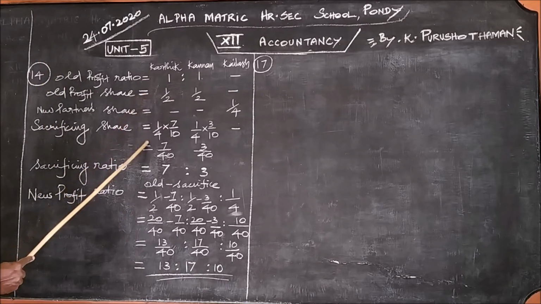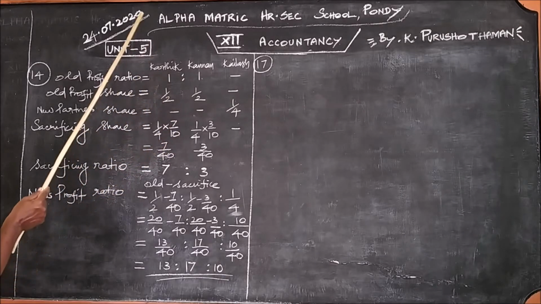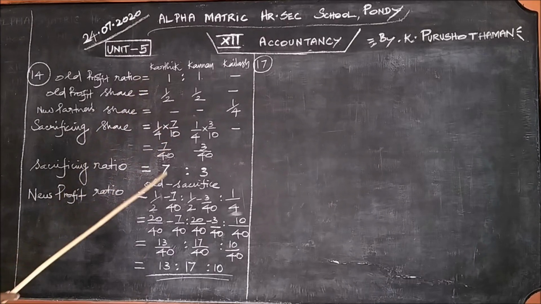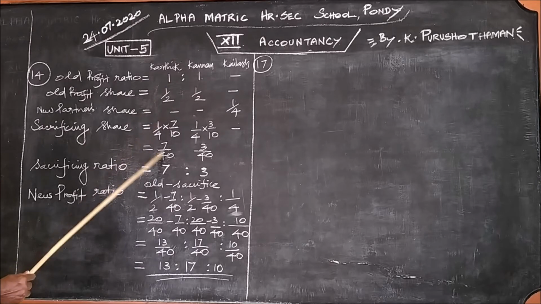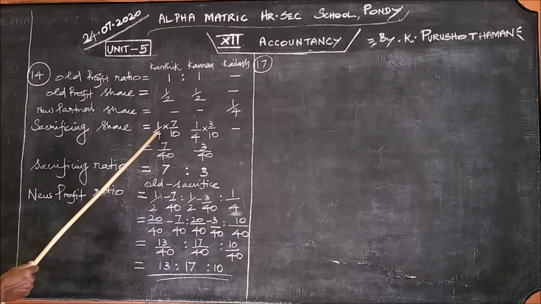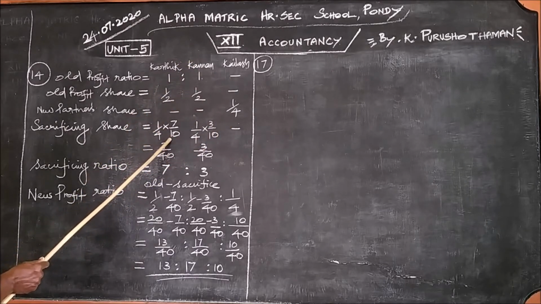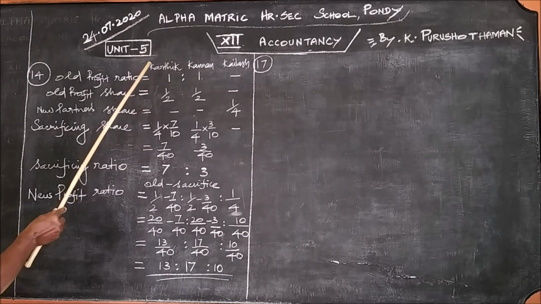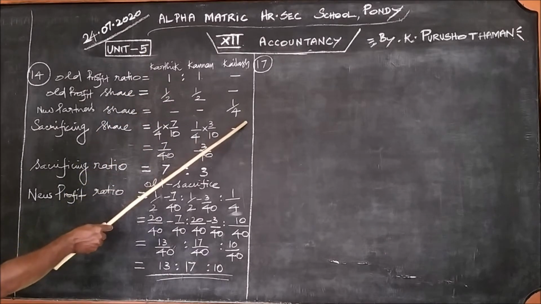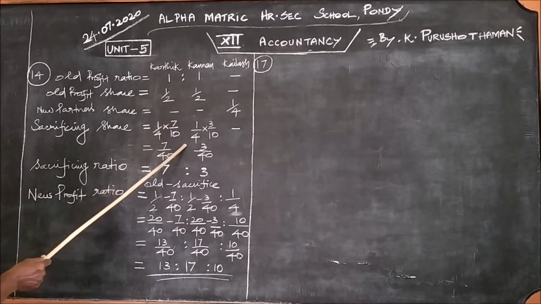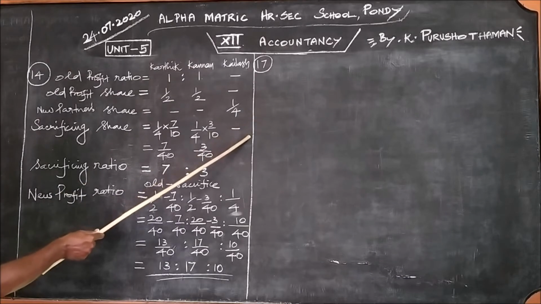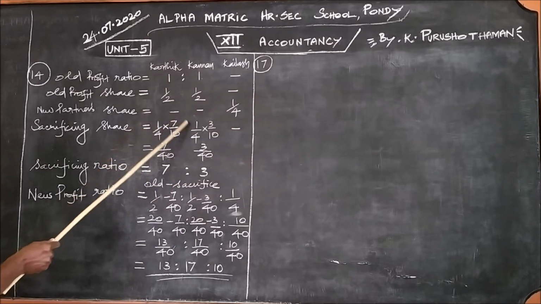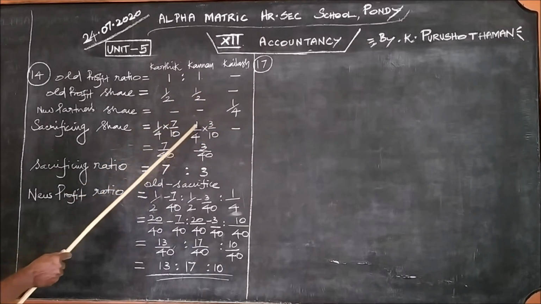So out of this 1 by 4, 7 by 10 is given by Karthik because the ratio is 7:3. Therefore, the share is 7 by 10, 3 by 10. So, out of this 1 by 4, 7 by 10 is given by Karthik to Kailash. And out of this 1 by 4, 3 by 10 is given by Kannan to Kailash. Therefore, you multiply and find 7 by 40, 3 by 40.